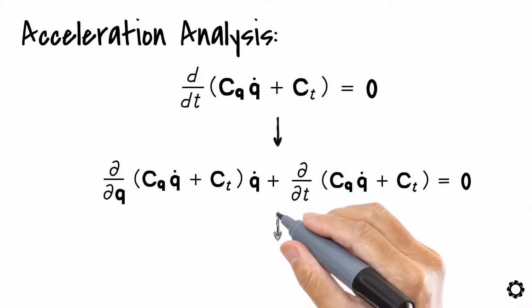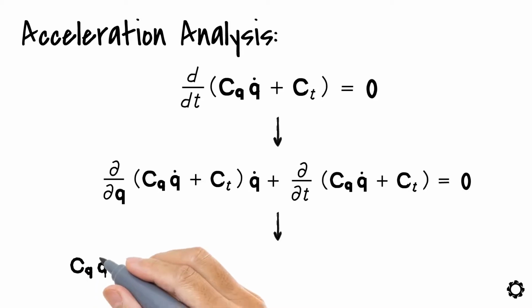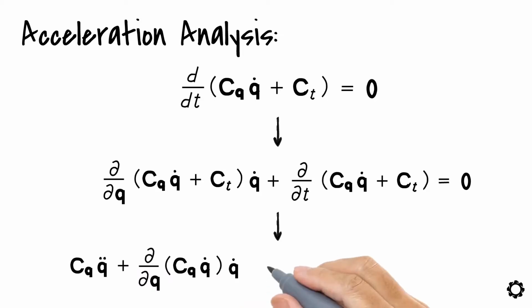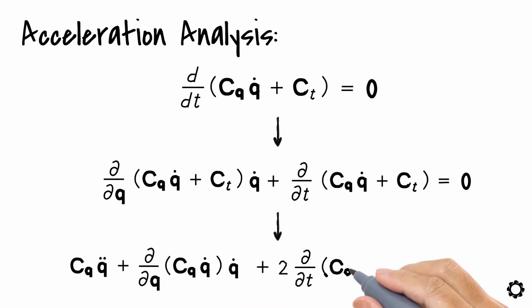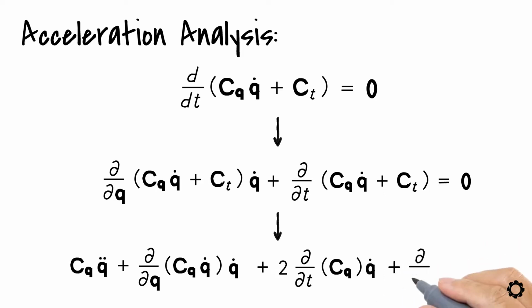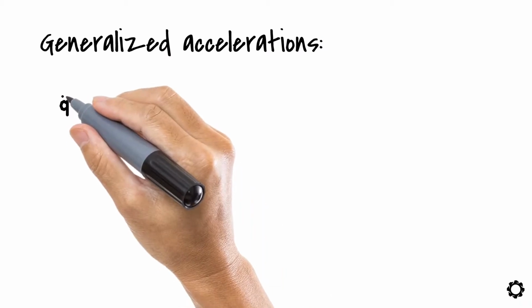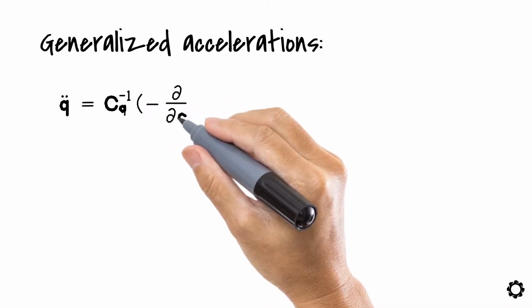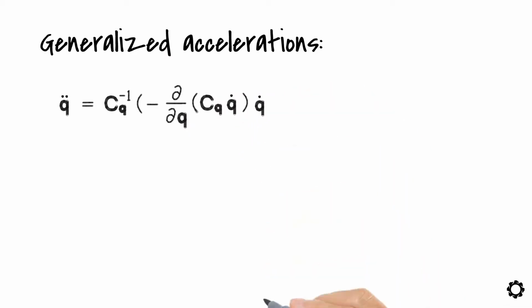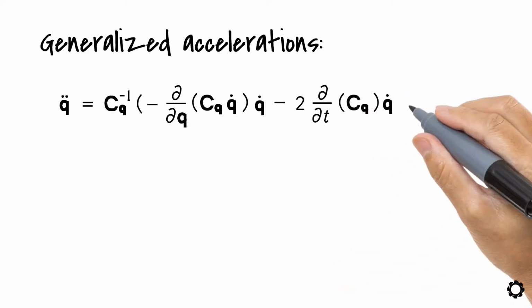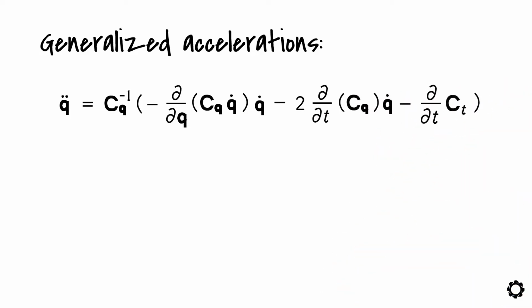Working further on it, we will have CQ times Q double dot plus delta Q, CQ times Q dot plus 2 times delta T, CQ times Q dot plus delta T, CT equals 0. We can now solve for the vector of generalized accelerations. Q double dot equals CQ inverse times minus delta Q, CQ times Q dot minus 2 times delta T, CQ times Q dot minus delta T, CT.